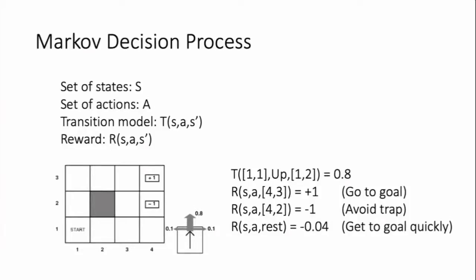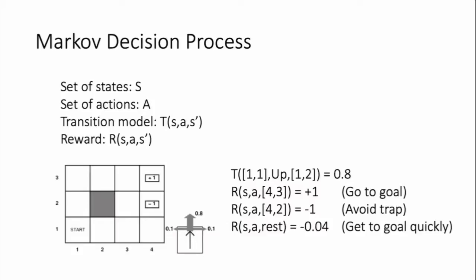And in this case, +1 is go to goal, -1 is avoid trap, and then I'm actually penalizing every step with -0.04 to kind of encourage my robot to go quickly to the goal. Because you don't want the robot to walk around like this and then go to 1. You kind of want the robot to go there fast.